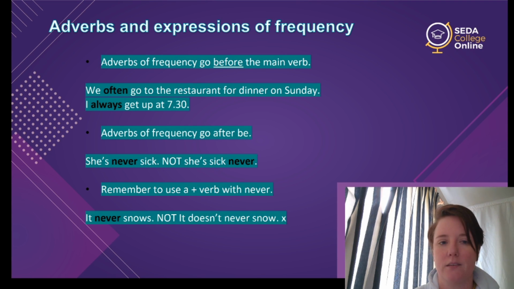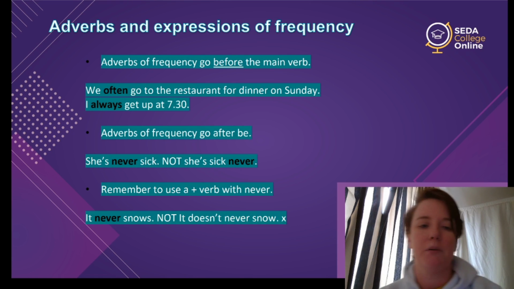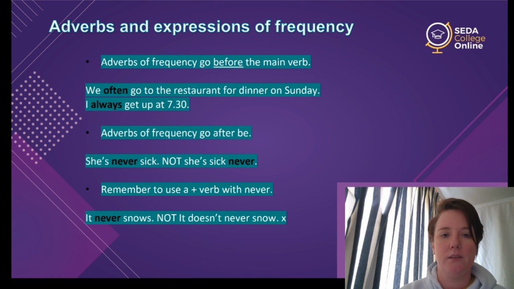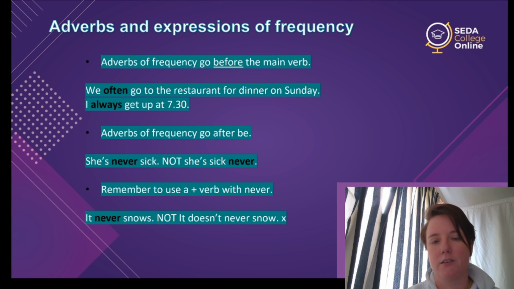It's not correct. I always get up at 7:30. Okay, so I always get up at 7:30. Adverbs of frequency go after the verb to be. She's never sick. Verb to be, she is never sick. Don't say she's sick never, okay?